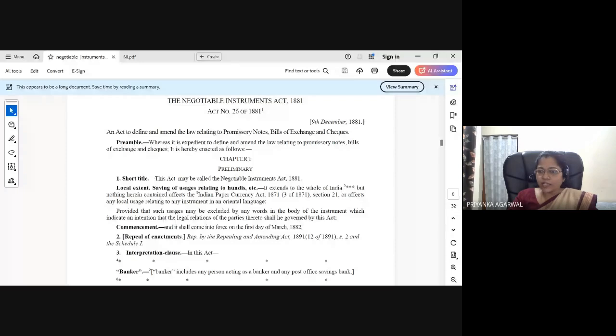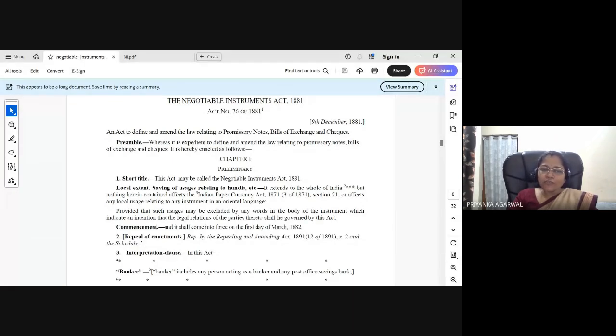Yes, Susri, you are correct. It is mentioned in the act, but I will let you know how. For the time being, let us understand that the NI Act applies only to the promissory note, bill of exchange, and check. For other negotiable instruments, the NI Act is not applicable. Then what is applicable? Your mercantile custom and trade usage.